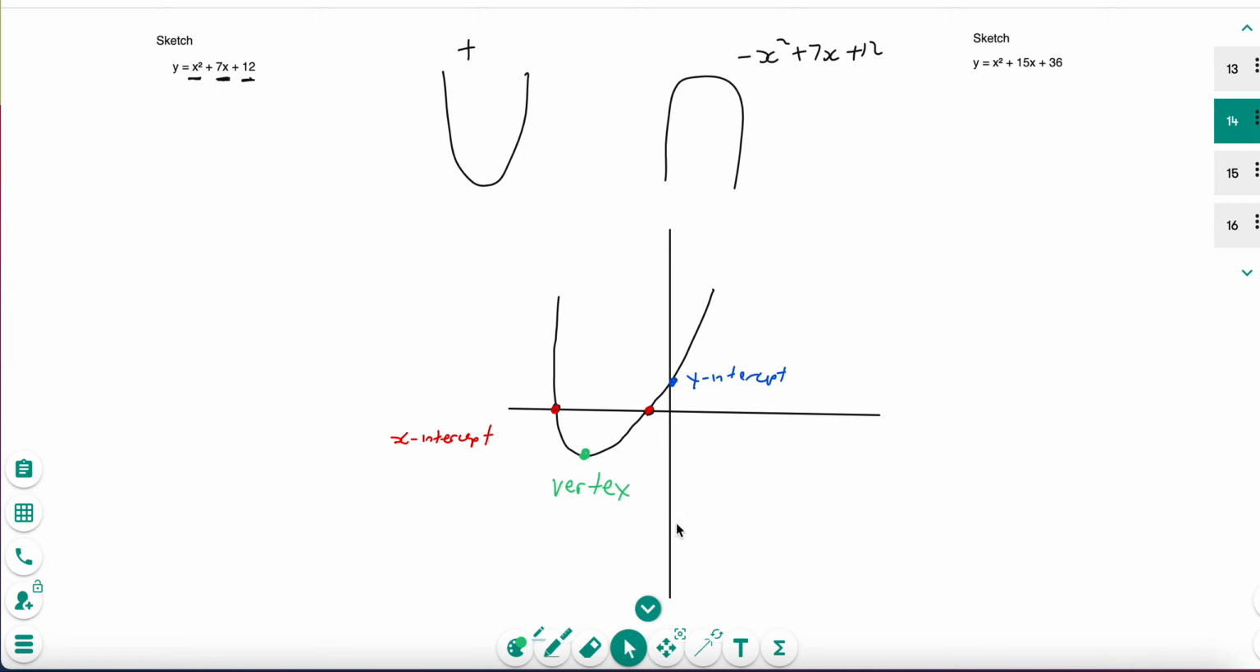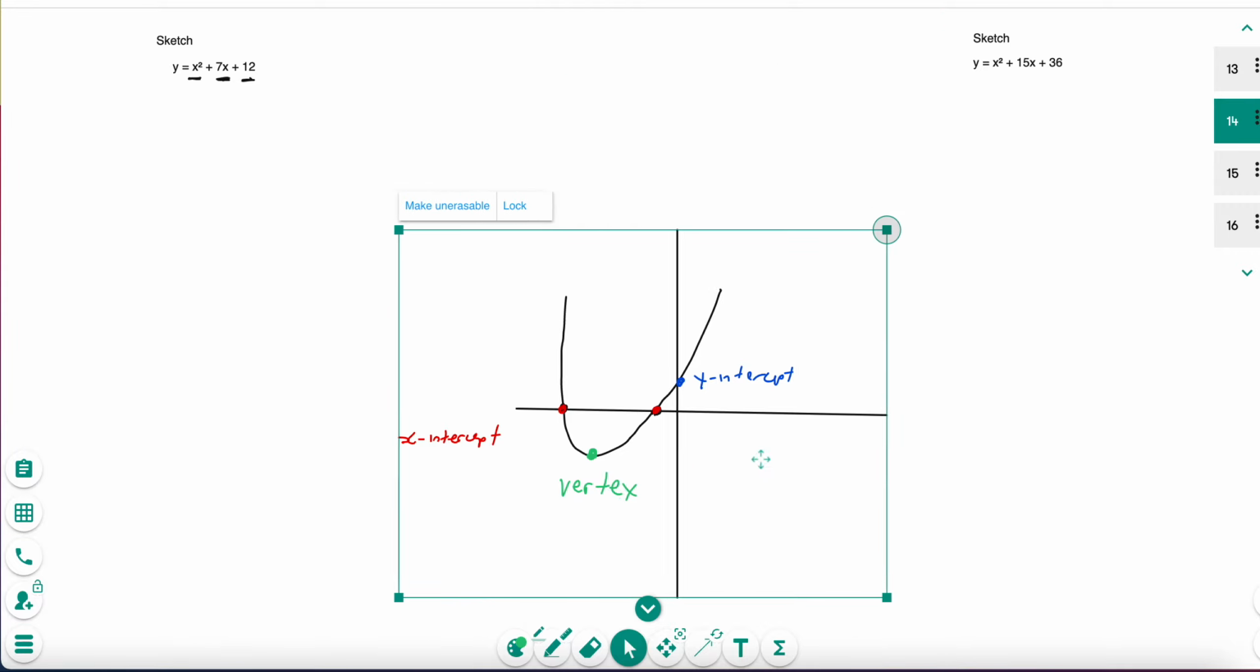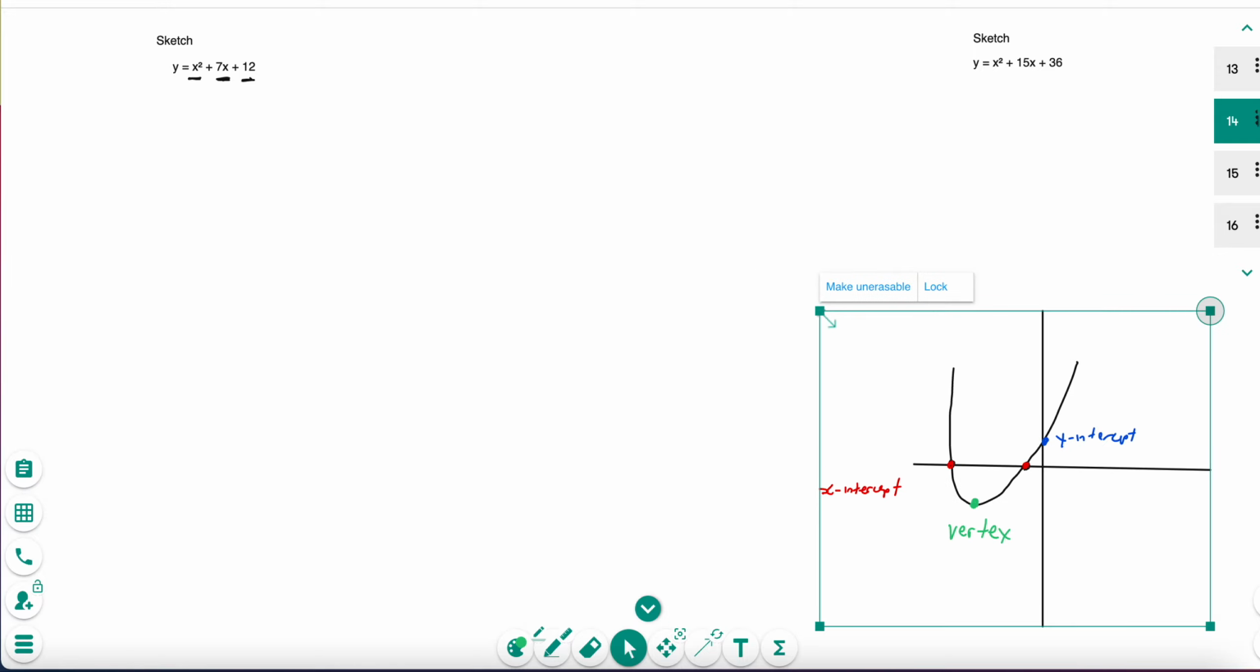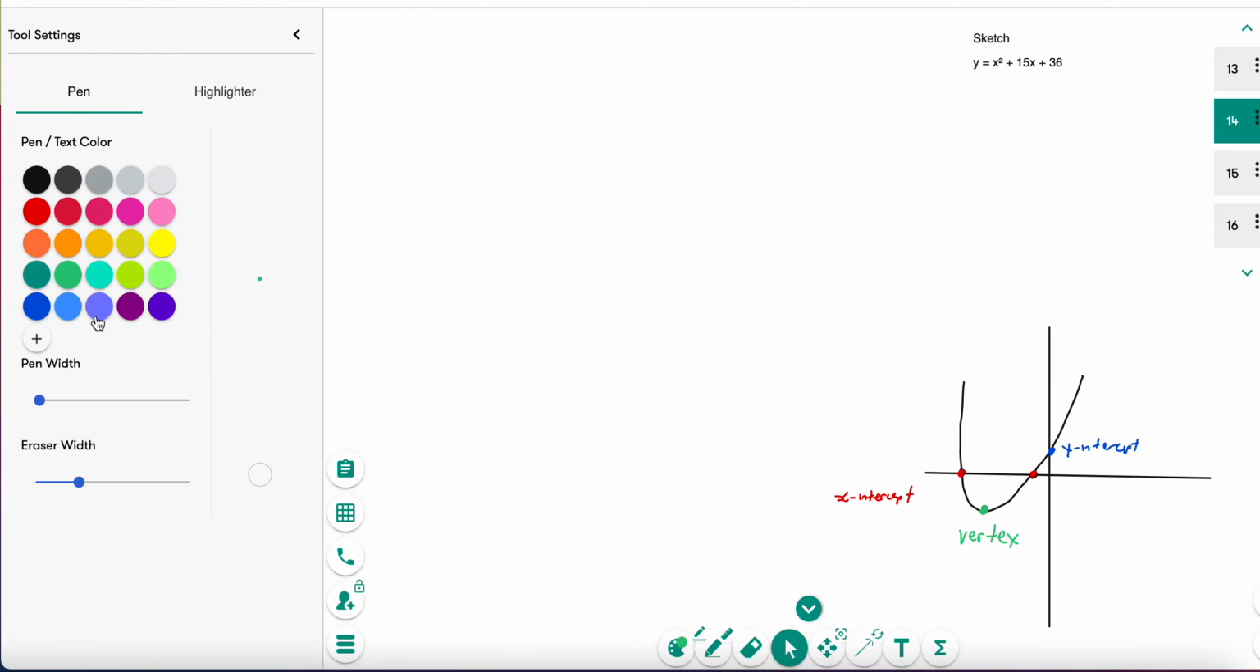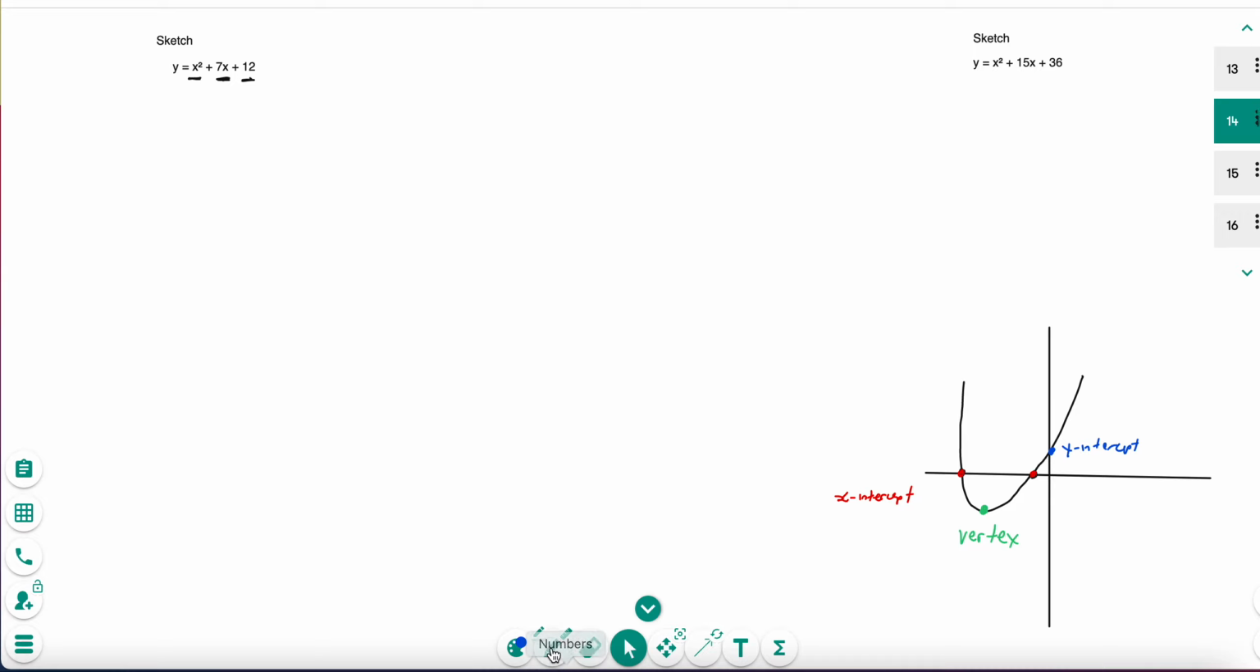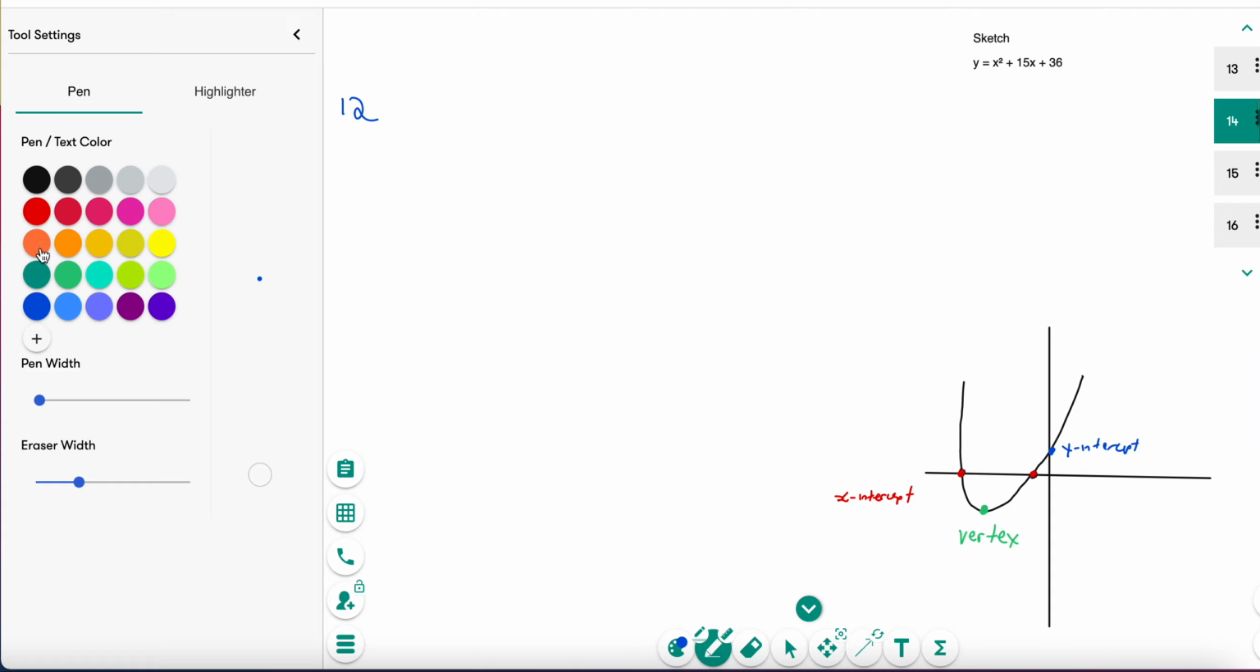Let's start with the y-intercept, because that's quite easy. The y-intercept is always the constant, the number by itself. So in this case, our y-intercept is positive 12. Boom, all done.